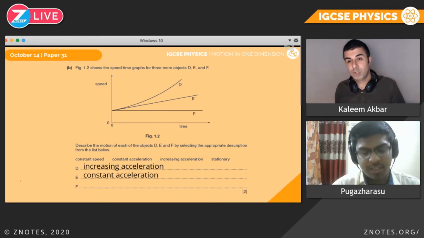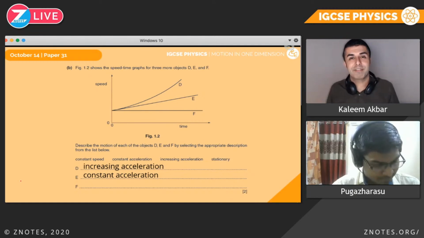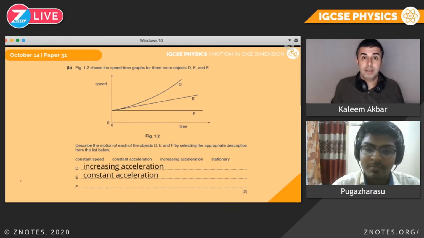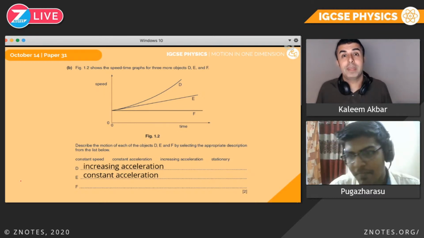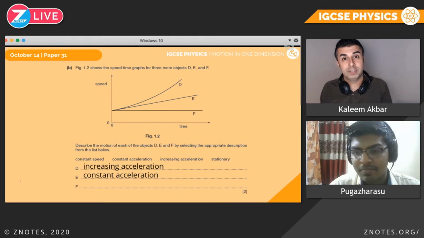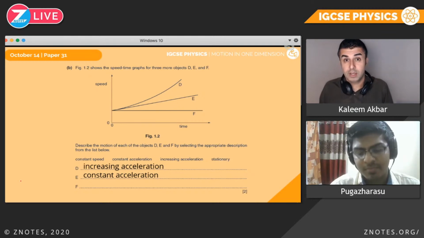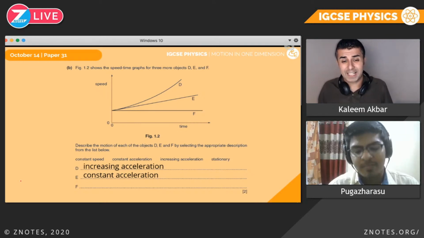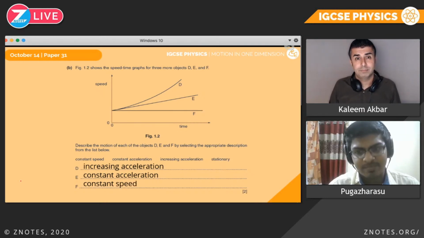And last but not least, if you look at F, if that was a distance time graph, like on the last slide, it would have been stationary, but here it means constant speed. So it's moving, it's got a speed, and it's staying exactly the same. Okay, so I hope that makes sense.